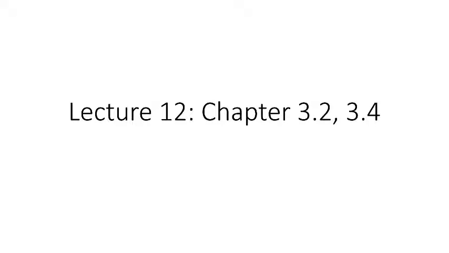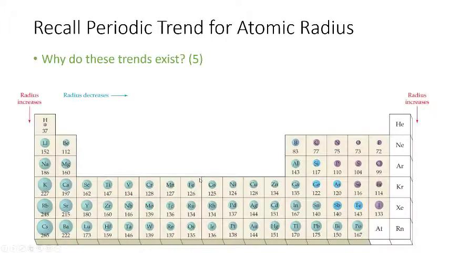This lecture is on chapter 3.2 and chapter 3.4 on ionic radius and ionic solids and naming. So let's recall back to our periodic trends for atomic radius.